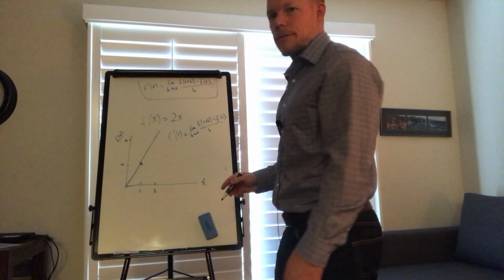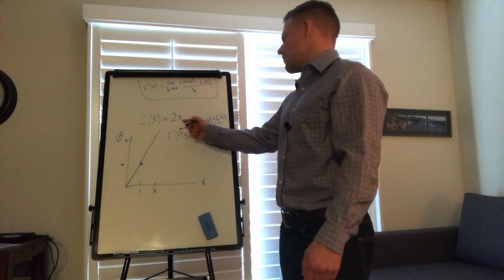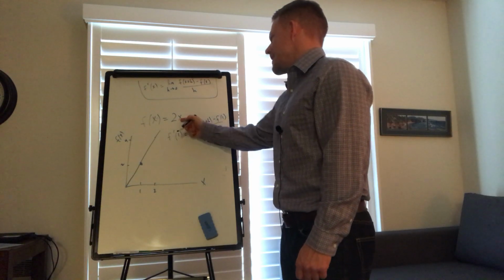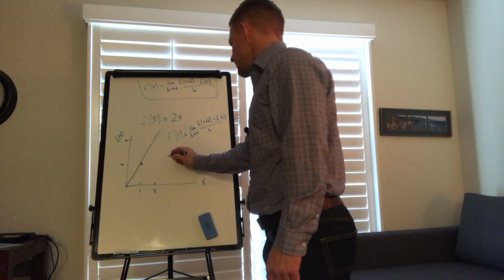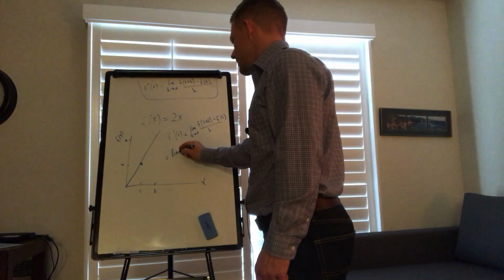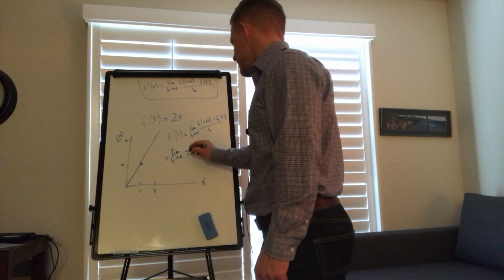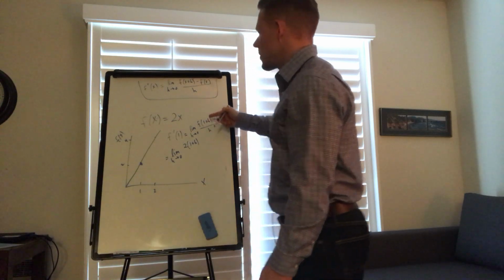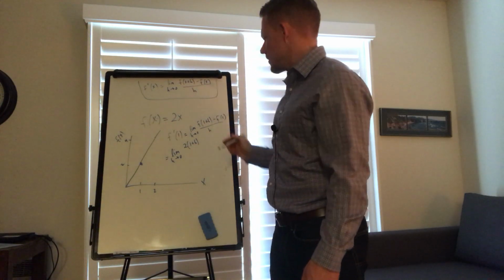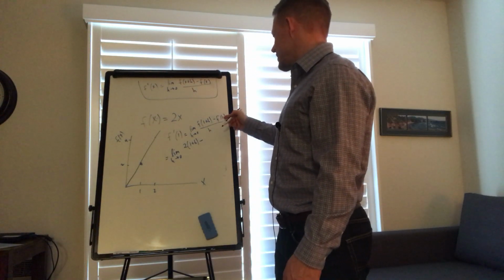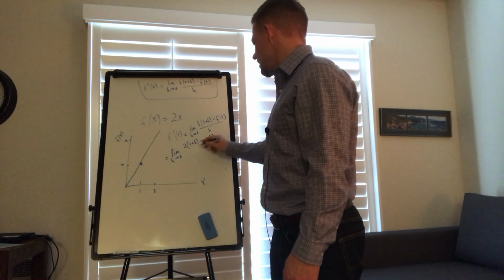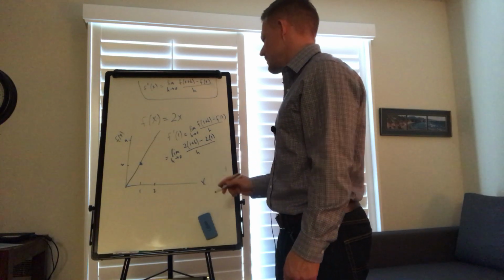All right, so let's plug our variables in. 1 plus h, we're plugging into our function. So we're doing 2 times 1 plus h. So this is equal to the limit as h goes to 0 of 2 times 1 plus h, because I'm plugging 1 plus h into my function. Minus, now I'm plugging 1 into my function, 2 times 1, divided by h.